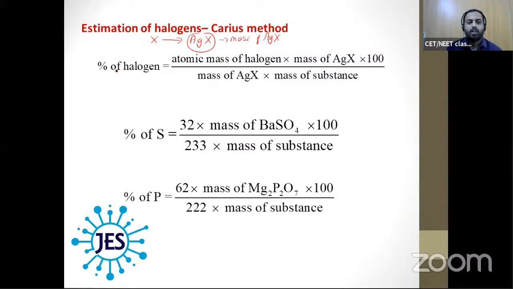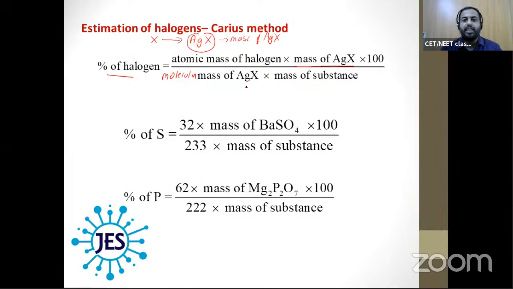How? Check it out. Percentage of halogen is equal to the atomic mass of halogen. Chlorine, if you take it, is 35.5, bromine is 80, iodine is 127. Easy. Multiply by the mass of silver halide, which you get in the experiment, divided by molecular mass. There's a small correction. This must be the molecular mass.